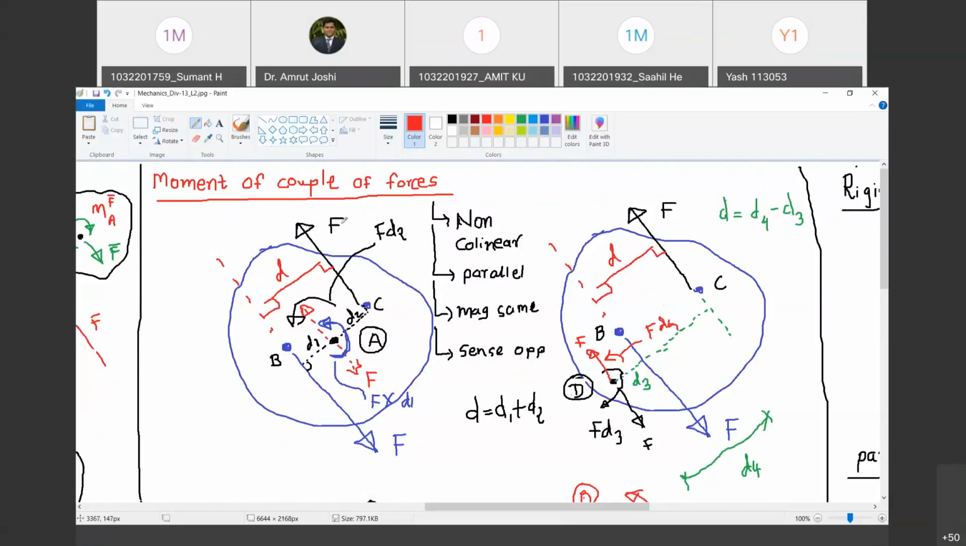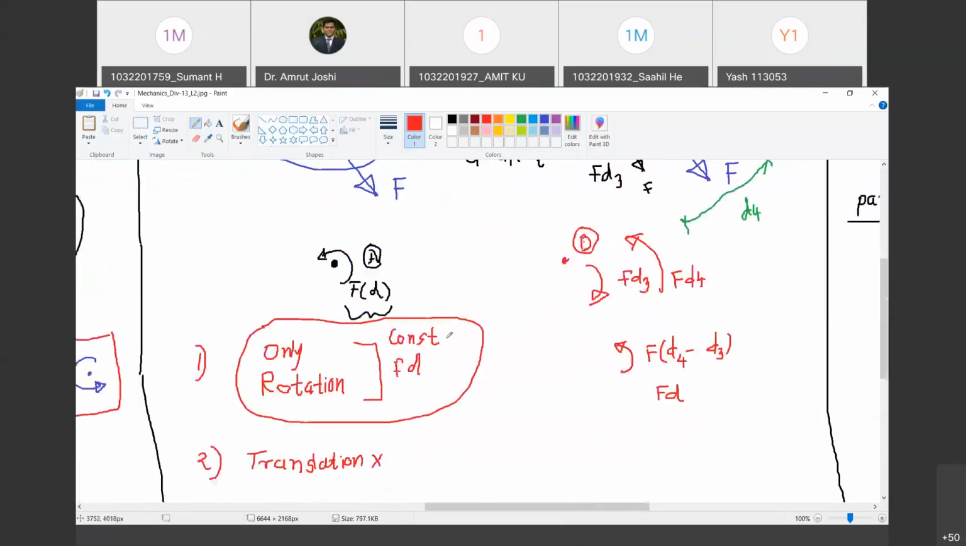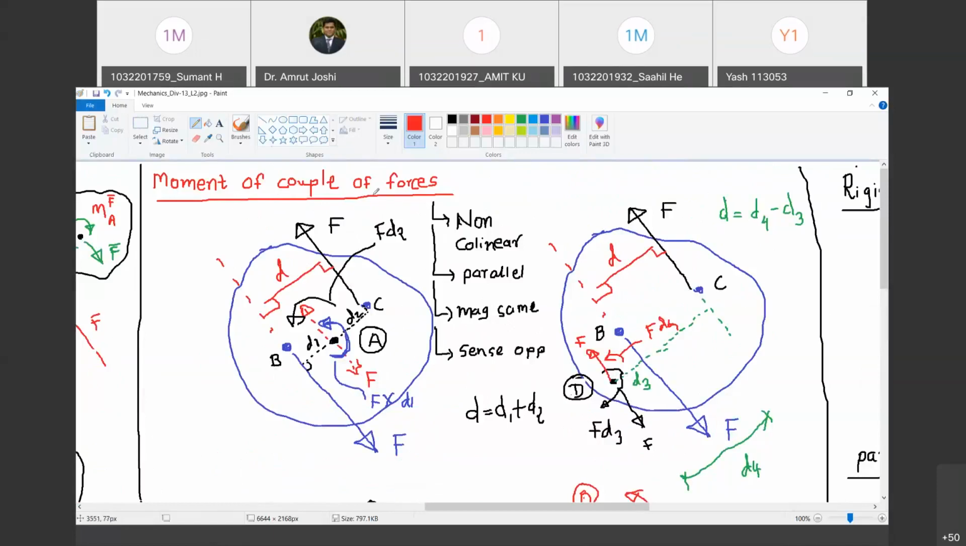Then we define moment of couple of forces. When I say moment of couple of forces, those forces must satisfy these four conditions. They must be non-collinear, their lines of action must be anti-parallel, and they must have the same magnitude. Are you with me? If a body is acted upon by two forces satisfying these four conditions, then it produces moment of couple of forces or simply couple moment.